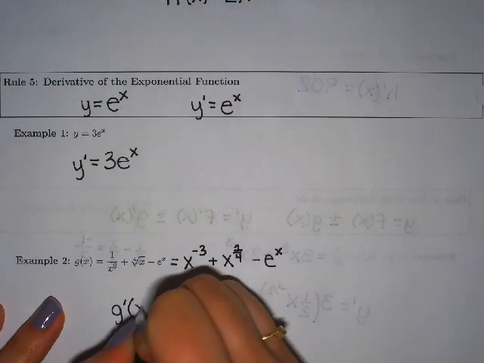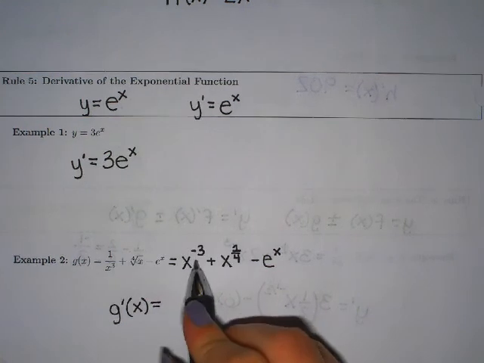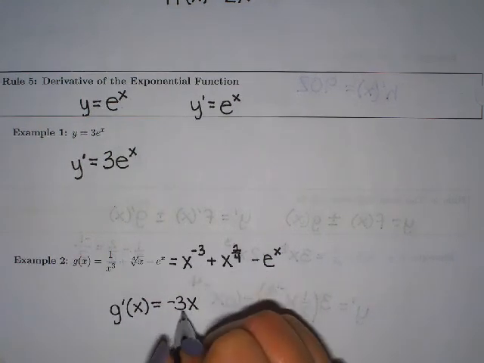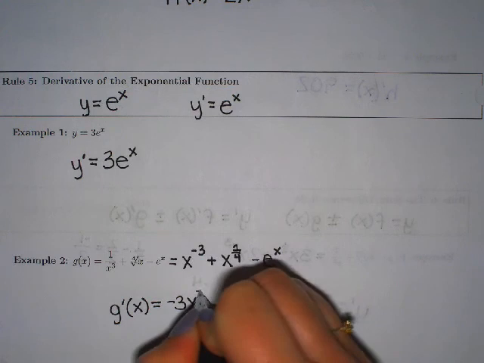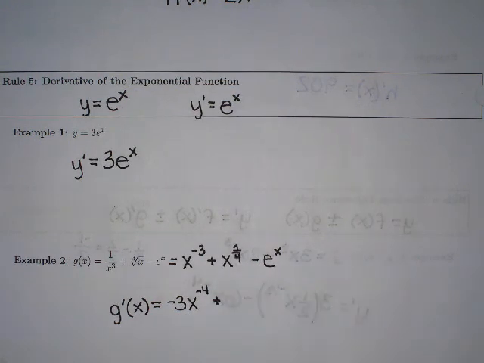Now I'm ready for the derivative, which is nice. Bring down the power, subtract 1 for the new power. For this x to the negative 3, we're going to have negative 3. X to the negative 3 minus 1 is negative 4. Plus the derivative of x to the 1/4.